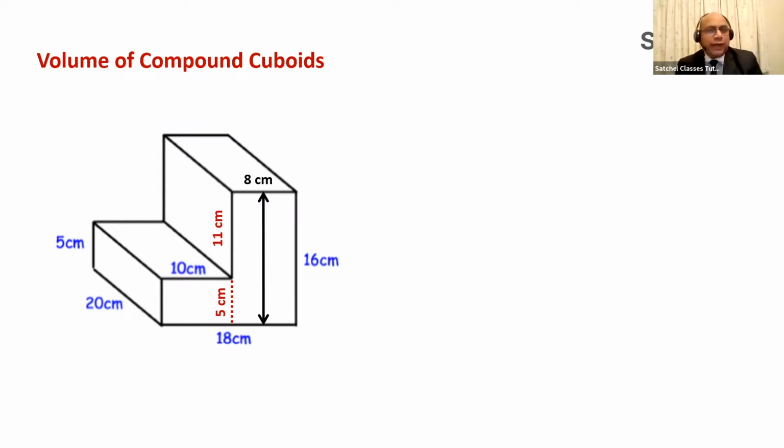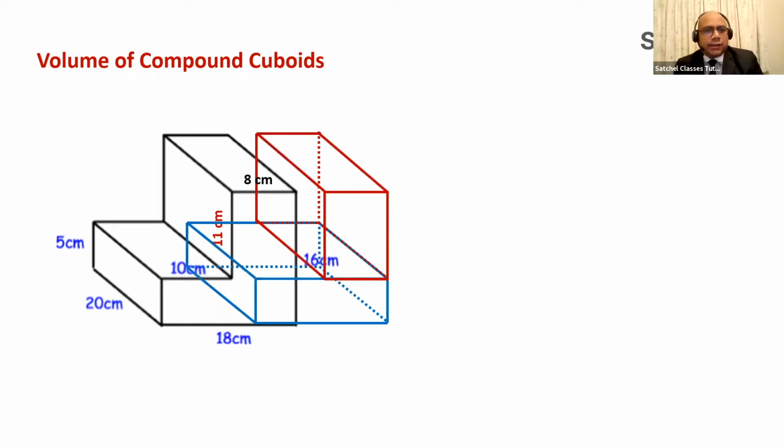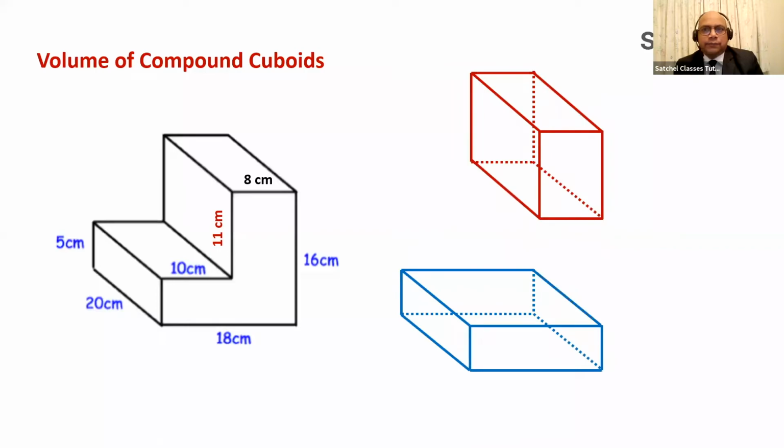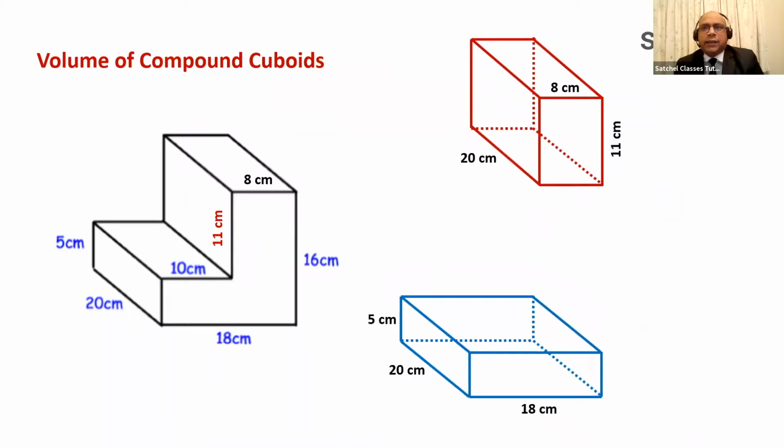So how do we go about finding the volume of this particular compound cuboid then? We split this into two different cuboids, something like this, right? Now, as you can see, there are two distinct cuboids, one with red color and the other which has been marked with the blue color. We can split this into two. As you can see, the dimensions of each of these cuboids are given as below, right?